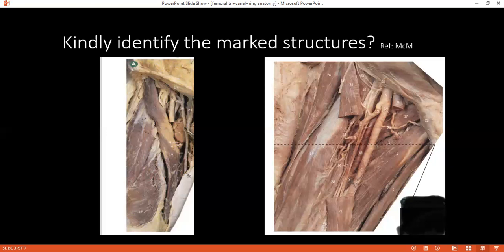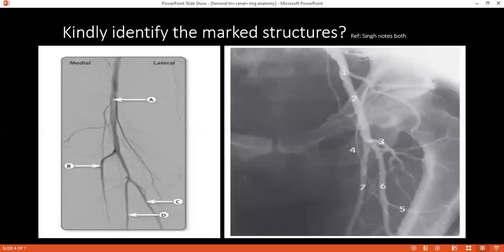Femoral ring, yes. Femoral ring: anteriorly the inguinal ligament, laterally the femoral vein, medially the lacunar ligament, and posteriorly the pectineal muscle. Okay, or pectineus. Can you please tell me what you are looking at here in this picture on the left hand side, which says medial and lateral? If you can identify these structures A to D, please.